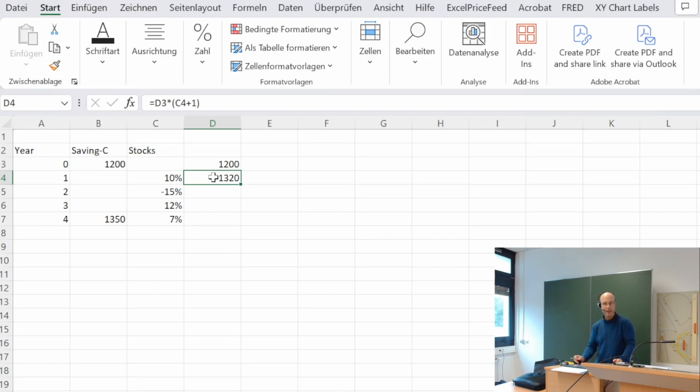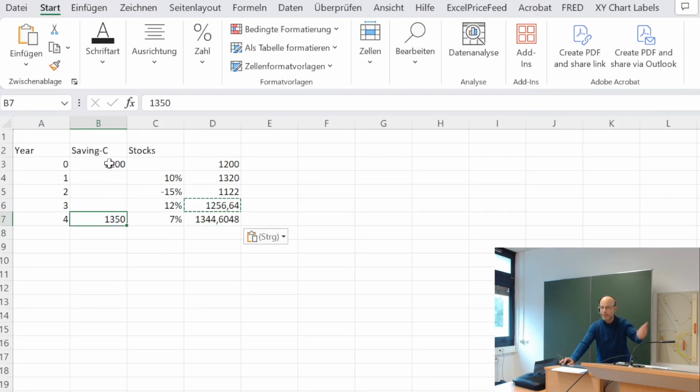This is the same formula, going down from 1,320 by 15%. We are at 1,122, and then again going up by 12% and going up by 7%, and you were right. So from this calculation, we see that with our savings contract we obtain 1,350, and here we obtain an amount of 1,344.